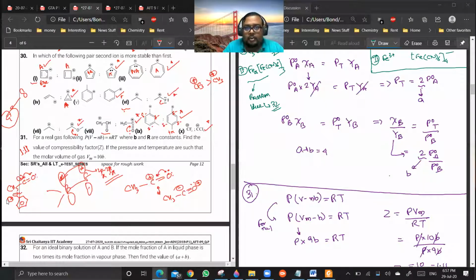This is there in the notes. I have given you the order of stability of carbocation. If you have any issues, you can look into it. Can you move forward? Which question after this? 30th?